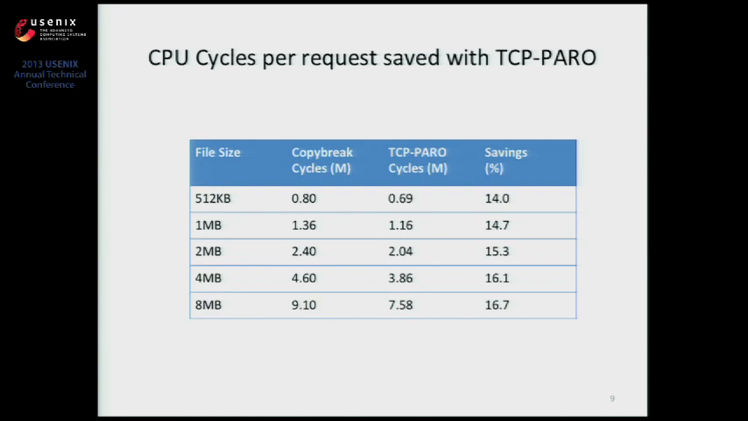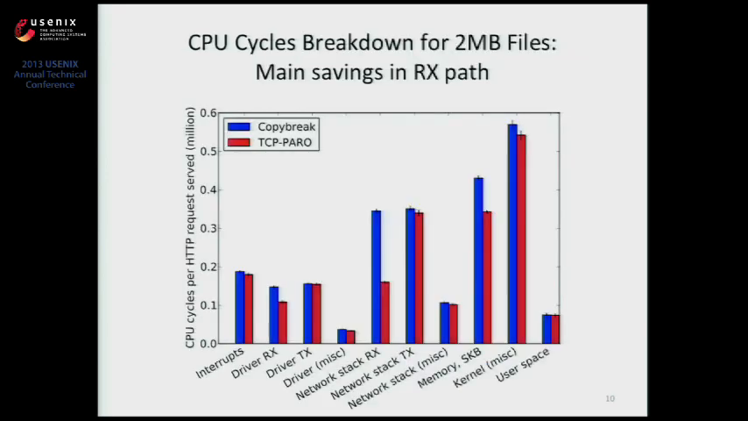Let's take the 2 megabyte file size and try to break down where the savings actually come from. This figure shows the CPU cycles breakdown for 2 megabyte files per request, and this breaks down the overheads in terms of different system components. We see that the main savings really come from the receive path as well as the memory allocation subsystem. We see a quarter savings in cycles in the driver receive routine, which is basically the NAPI receive routine.